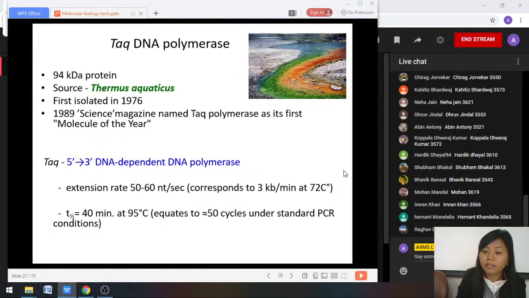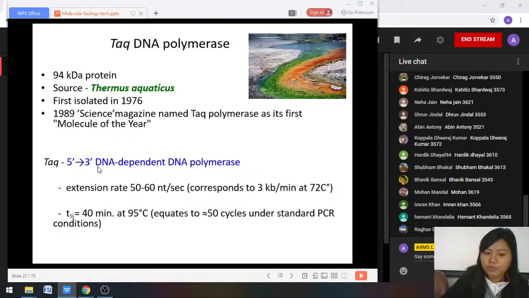Before that, among the components that we talked about, one of the most crucial components we said was Taq DNA polymerase. So what is it? It is a 94 kilodalton protein and its source is Thermus aquaticus. When they found these small lakes which were always at a high temperature, they found these special bacteria which are able to grow, right? And the DNA polymerase that they derived from these bacteria, Thermus aquaticus, was able to withstand a very high temperature. This molecule was actually the molecule of the year due to its enormous potential and importance later on.